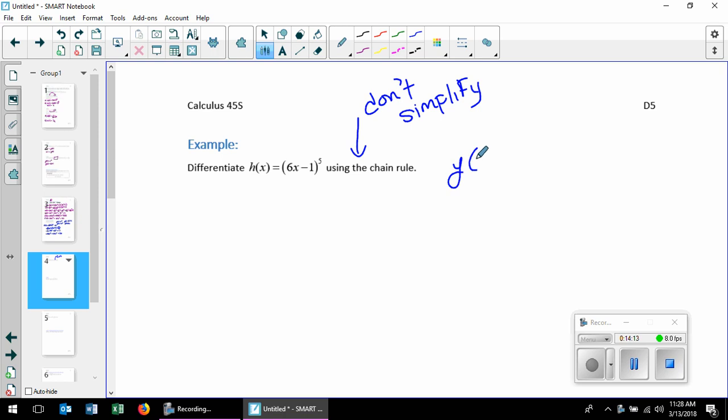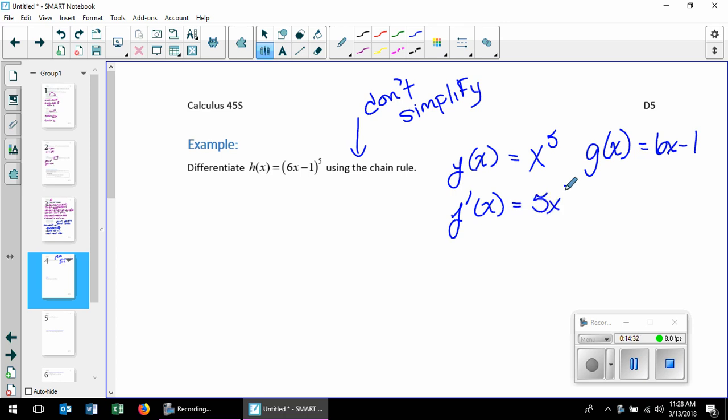So what's f of x? X to the exponent 5. G of x: 6x minus 1. So the derivative of f of x is going to be 5x to the exponent 4. The derivative of g of x is simply going to be 6. Easy peasy.